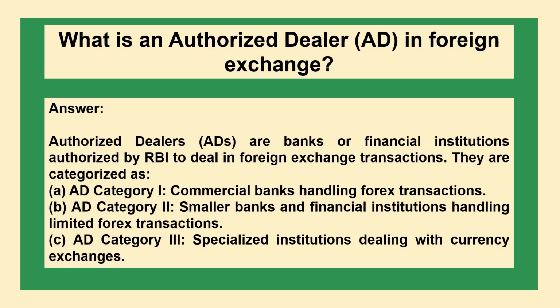What is an authorized dealer, AD, in foreign exchange? Answer. Authorized dealers are banks or financial institutions authorized by RBI to deal in foreign exchange transactions. They are categorized as A. AD Category 1, commercial banks handling forex transactions. B. AD Category 2, smaller banks and financial institutions handling limited forex transactions. C. AD Category 3, specialized institutions dealing with currency exchanges.